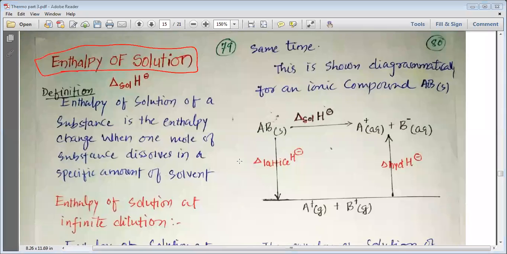Yes, sir. Do you want to ask something? No, sir. Okay. Let's move on. Enthalpy of solution.